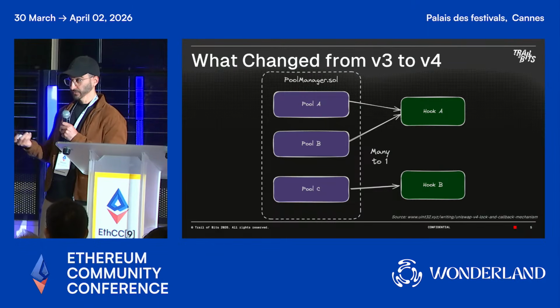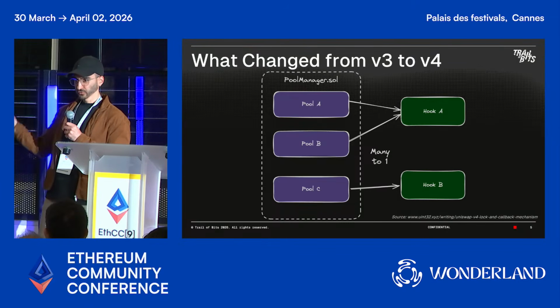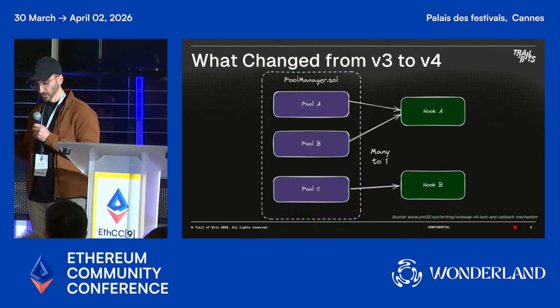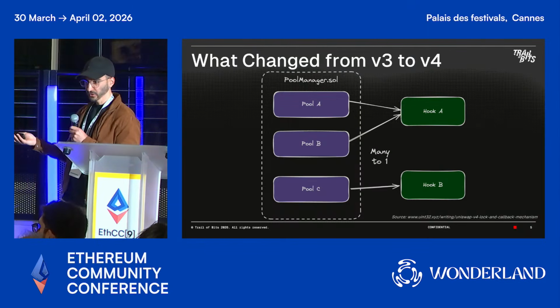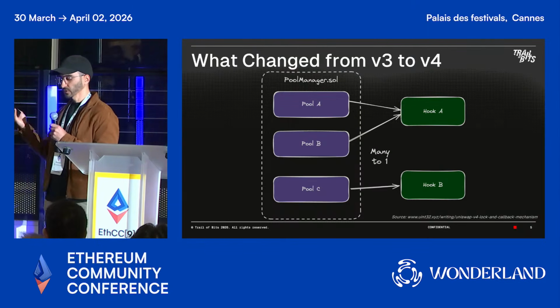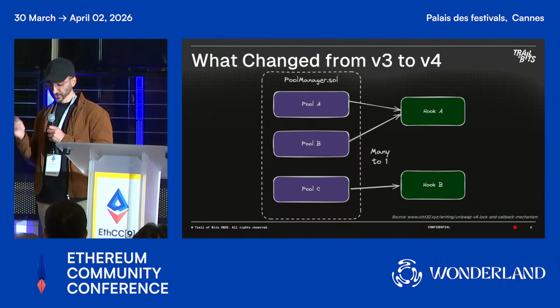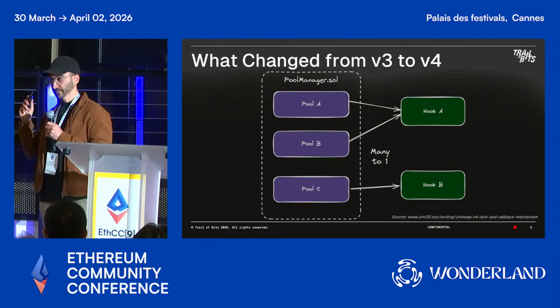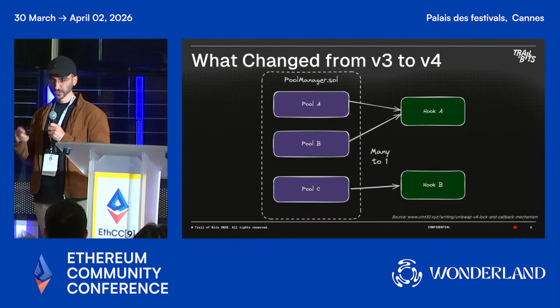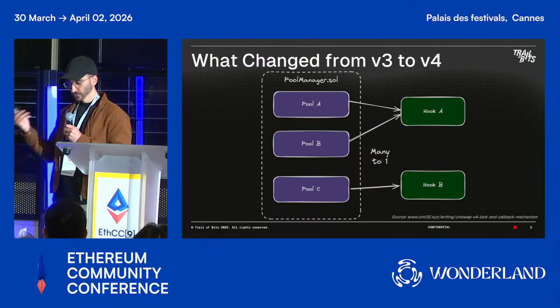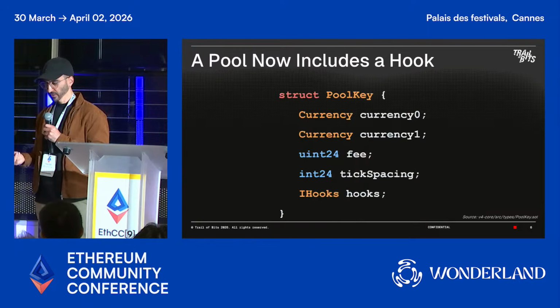And they implemented something that is very innovative, the hooks, which are independent contracts that can implement logic throughout the flows of the pool manager, so around the swaps, around the liquidity provision, the liquidity removal. And something to keep in mind is that one pool can have at most one hook, but it's optional, it's not obligatory. And one hook can be attached to multiple pools. And you will see why it's important for the rest of the talk.